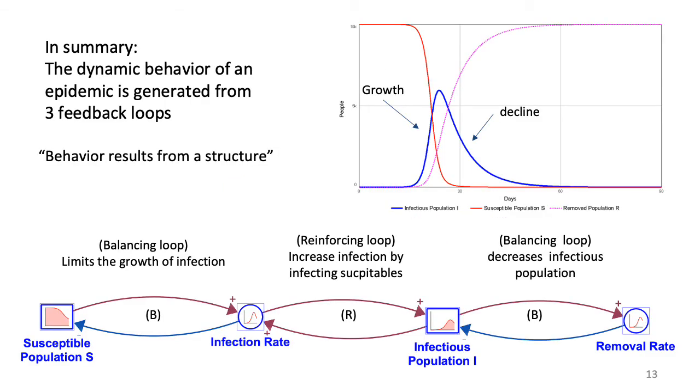In summary, this was a quick description of an epidemic dynamic behavior. It is generated from the action of three feedback loops. A reinforcing feedback loop increases the infection, as you can see in the blue curve. A balancing loop limits the growth of the infection to a certain peak there. And another balancing loop decreases the infectious population to become removed. So we can say that the dynamic behavior results from a structure.